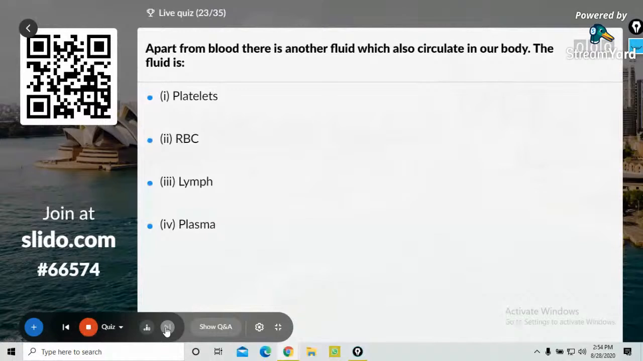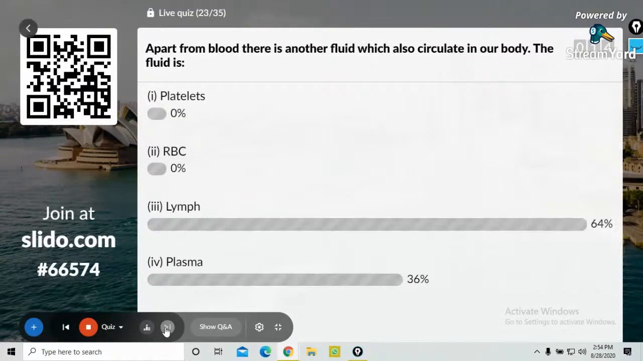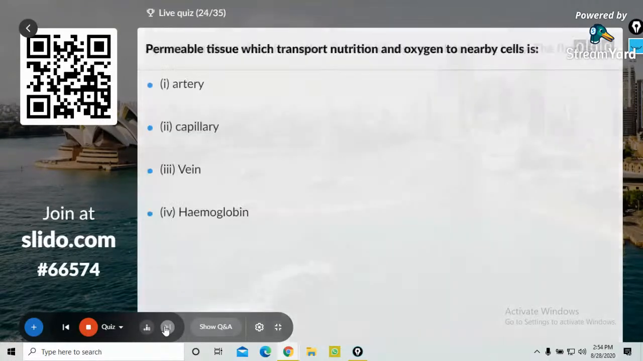Apart from blood, there is another fluid which also circulates in our body. The fluid is platelets, RBC, lymph, plasma. Guys, the answer is lymph. Fluid connective tissue: lymph and blood. Next question on the screen.